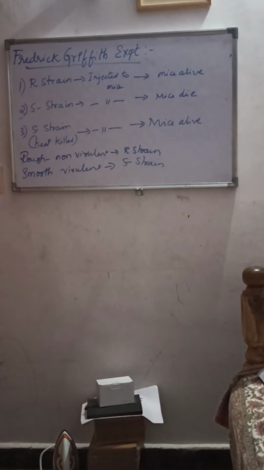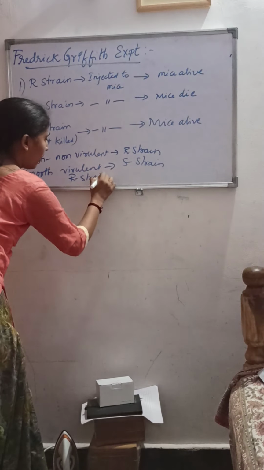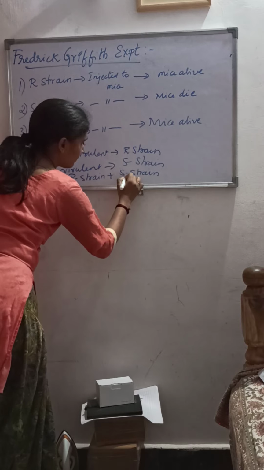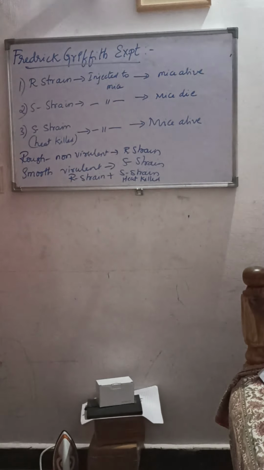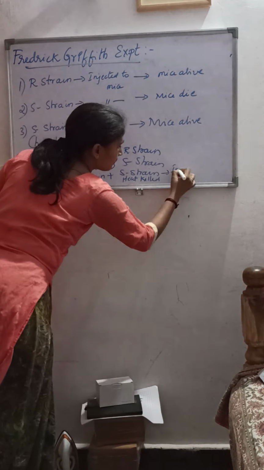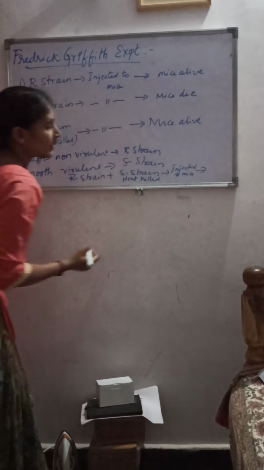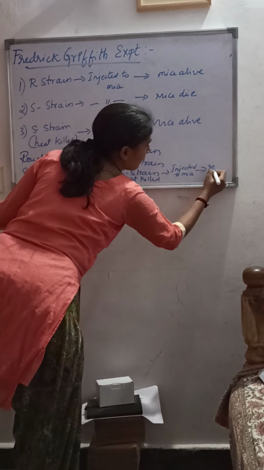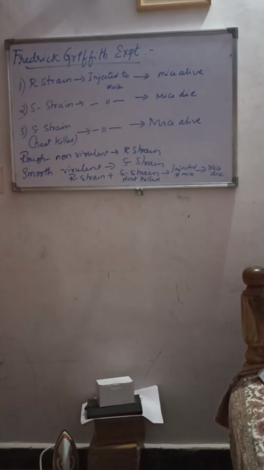So the R strain plus S strain heat killed. What he did? He injected it to the mice. So what will happen? What has happened then? So the mice died. Why did the mice die?